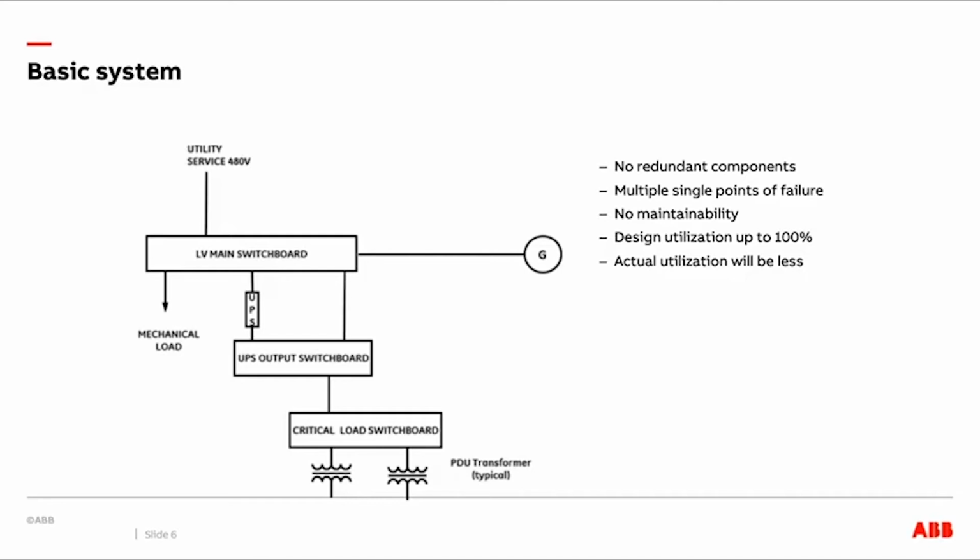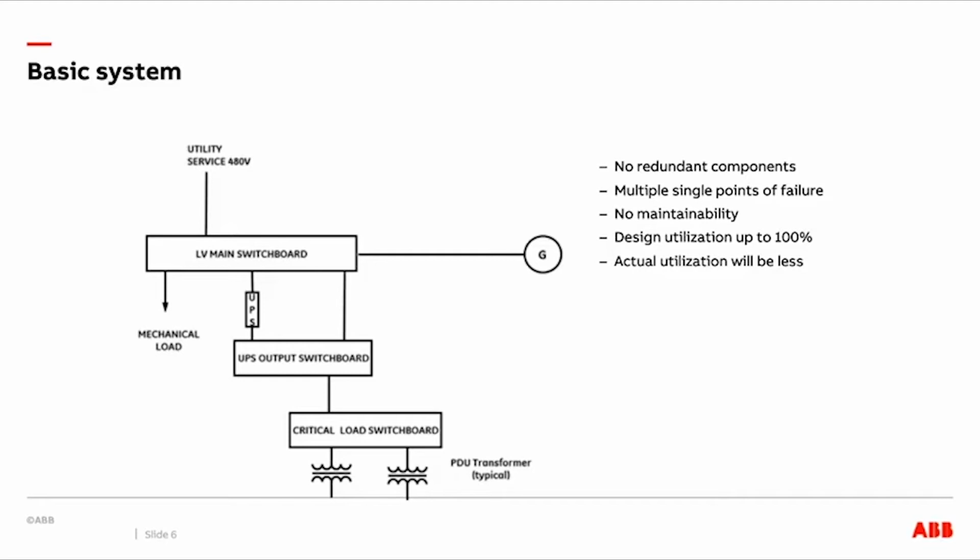Single points of failure mean if the device or equipment fails, the critical load will be impacted. Single points of failure include the generator, the UPS, all 3 switchboards shown, and each of the PDUs. Typically, these systems use single-corded loads, resulting in the IT power supply also being a single point of failure.